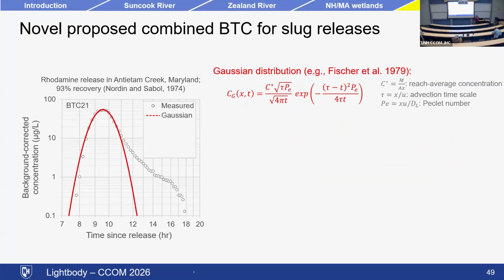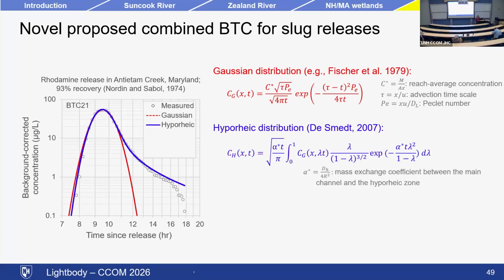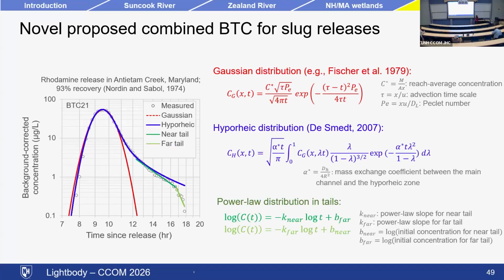And he tried fitting these breakthrough curves with a curve that took into account not only the peak, which he used a Gaussian for, and the near portion of the tail, but he also tried to fit this longer portion of the tail with a power law distribution, creating a combined fit that included multiple parameters.